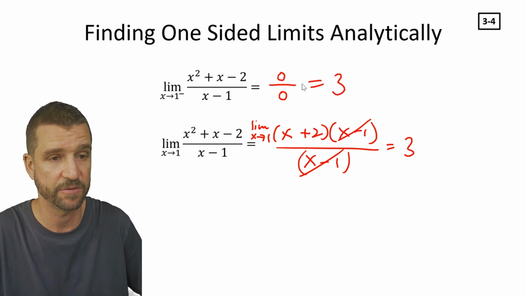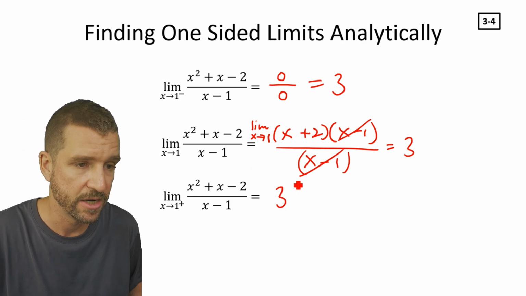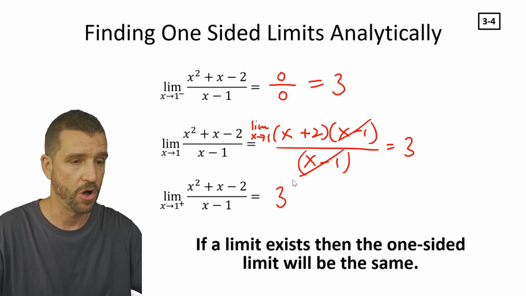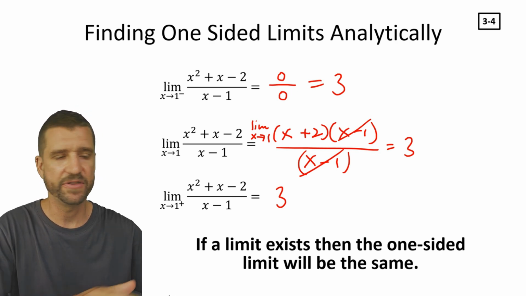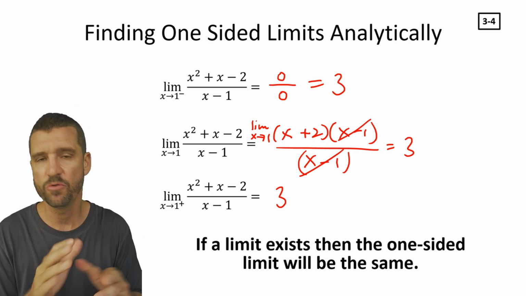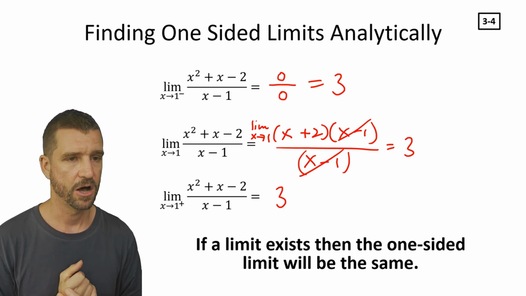Therefore, the limit as x approaches 1 from the left equals 3, and the limit as x approaches 1 from the right will also equal 3. Feel free to graph this. Use Desmos. Zoom in if you want and explore it, if you're not 100% on that.